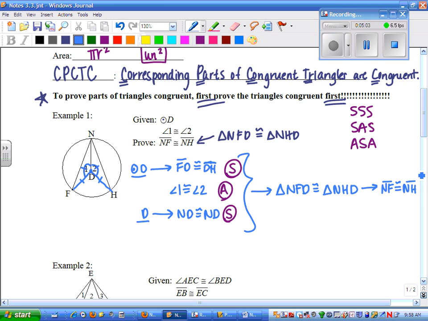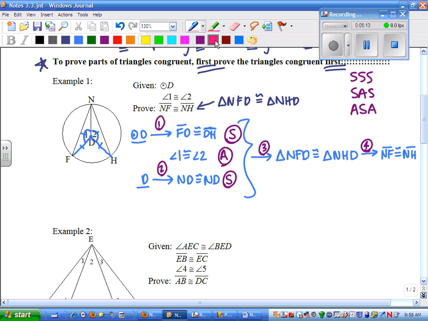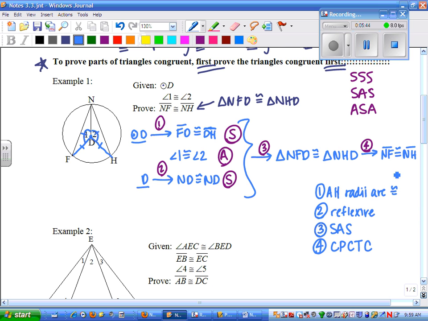Let's go ahead and list our reasons. 1, 2, 3, and 4. Reason 1, all radii are congruent. Because they're given a circle, we can pull from the circle that the radii are congruent to each other. 2 is reflexive. When something equals itself, it is reflexive. And 3, side angle side. 4 is our new step. Once the triangles are congruent, we can say corresponding parts of congruent triangles are congruent. Any parts now are congruent. So now we have NF congruent to NH.